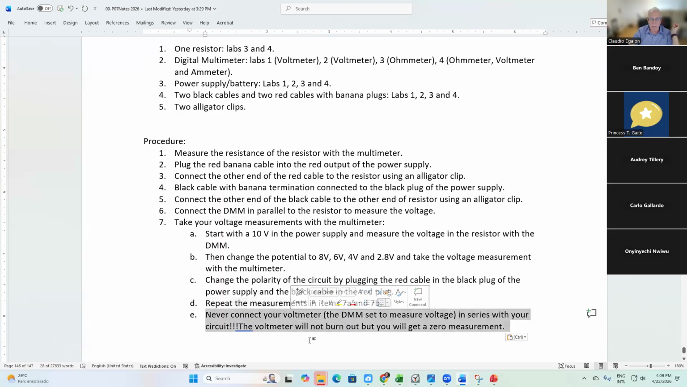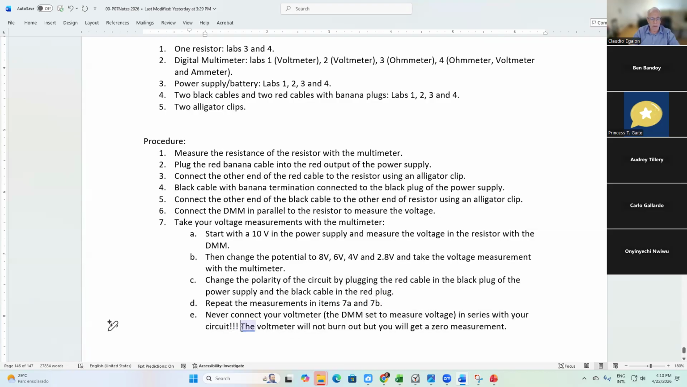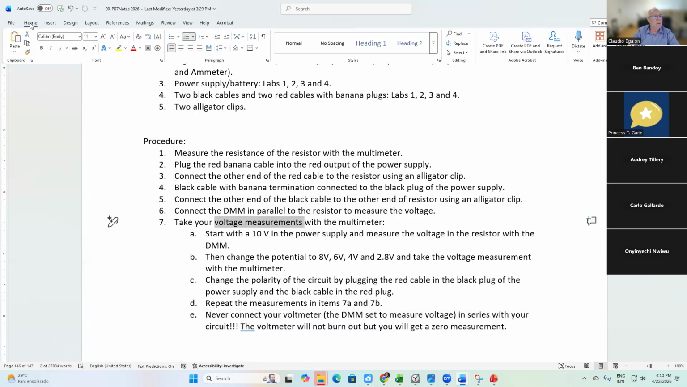Never connect your voltmeter in series in your circuit, okay? You're not going to burn it out, but you get a zero measurement. Yeah, very important. And now we took voltage measurements. We're done with the voltage measurements.